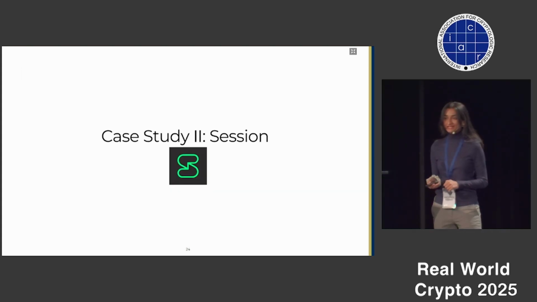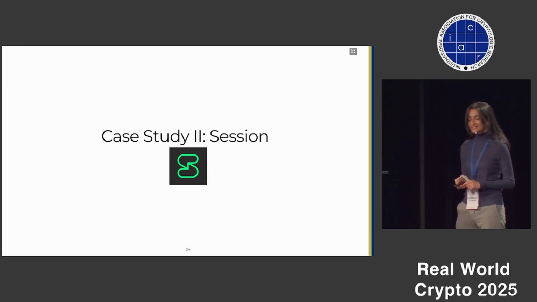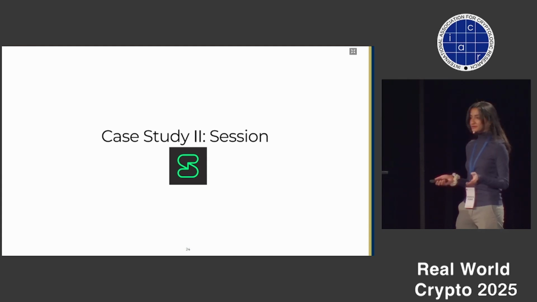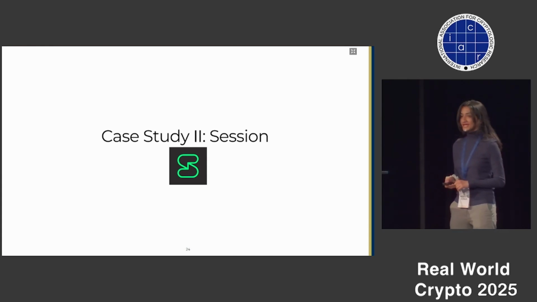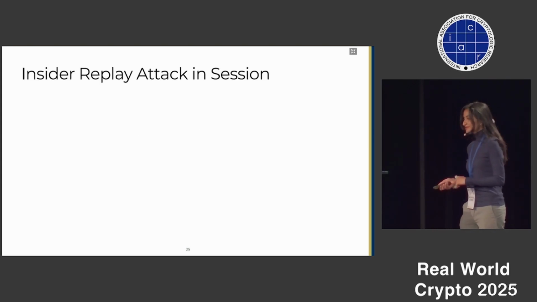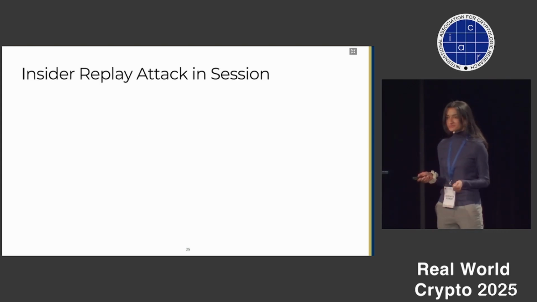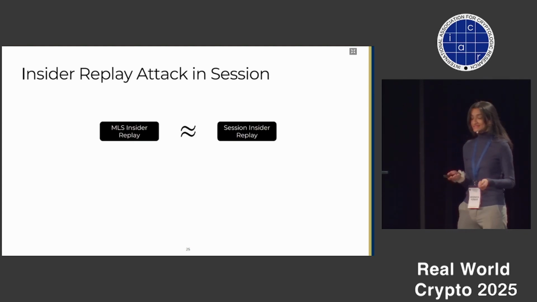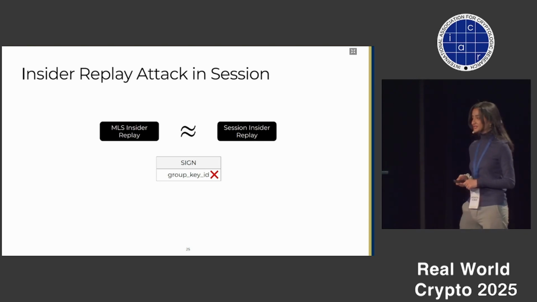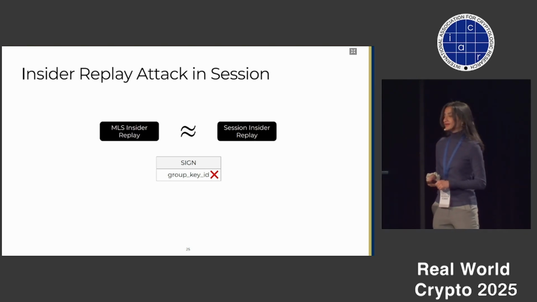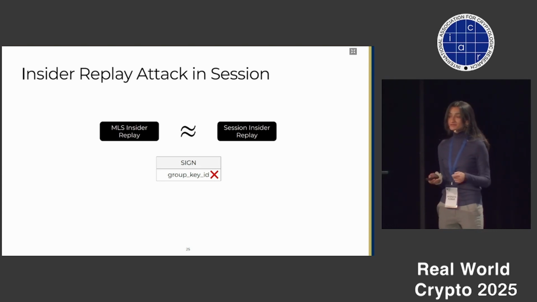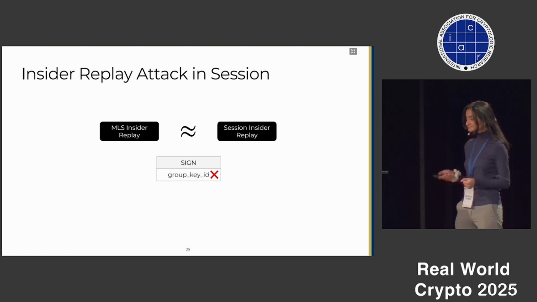We also found insider and outsider replay attacks in Session, which is a privacy-focused decentralized messaging application with about 1 million users, and it offers end-to-end encrypted group chats for groups with less than 100 members. We found insider replay attacks in Session, which, morally speaking, were the same as the attacks in MLS. And this resulted from the lack of binding between the signature and the group key identifier. This made us think about replays in general, and we found that Session doesn't cryptographically prevent replays in general.